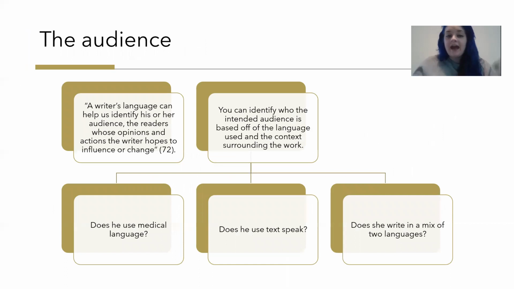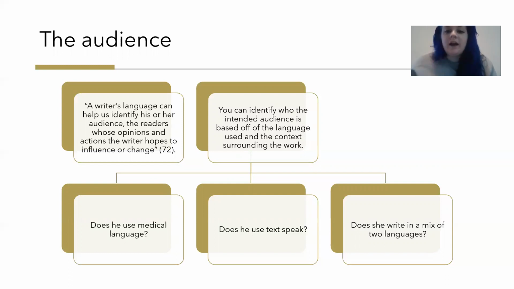So looking at the audience, transitioning away from claims, the audience, just like the writer's purpose, will probably not be identified directly in the piece that you're reading. Very infrequently is the author going to say, I am writing this piece for 25-year-old graduate students at, I don't know, Harvard University, right? That's not going to happen very often. However, you can use a writer's language to help us identify his or her audience.